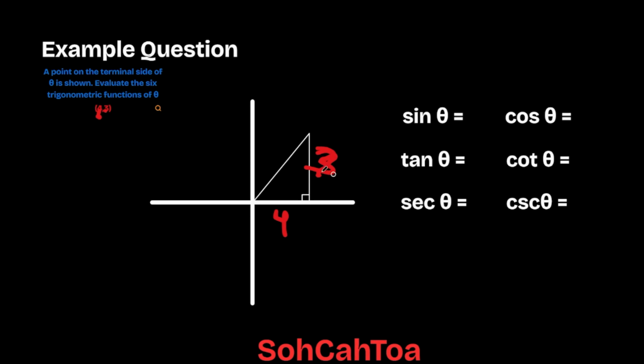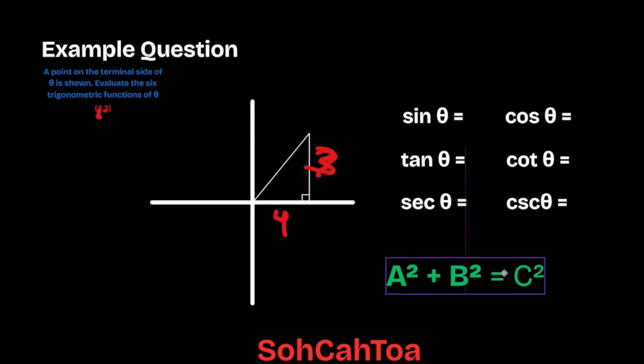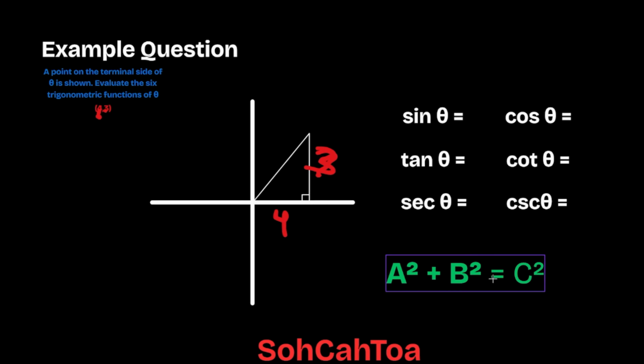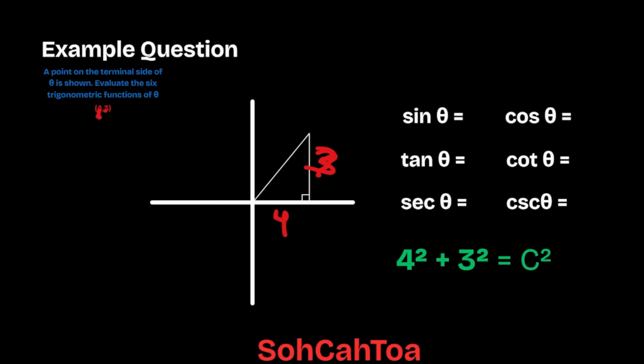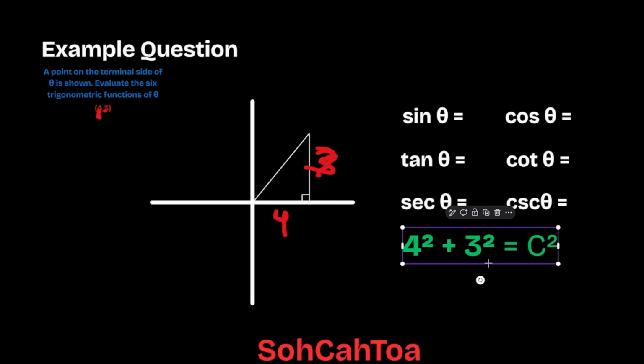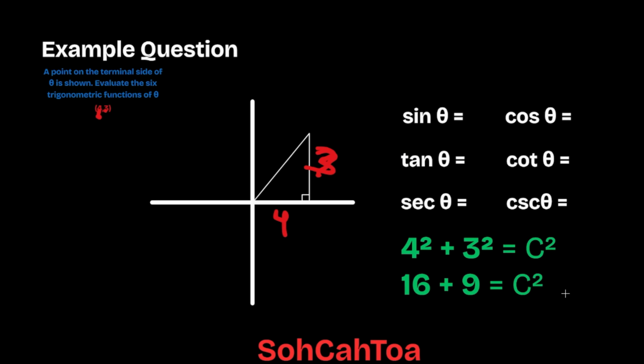Now what we need to do is find the hypotenuse. We can find our hypotenuse by using a squared plus b squared equals c squared. So we'll fill in our values really quick. So 4 squared turns into 16, 3 squared turns into 9. Add those together to get 25, and then square root both sides. And then you are left with 5 as your c value. So we know that our hypotenuse is 5. We're going to put that down right there.